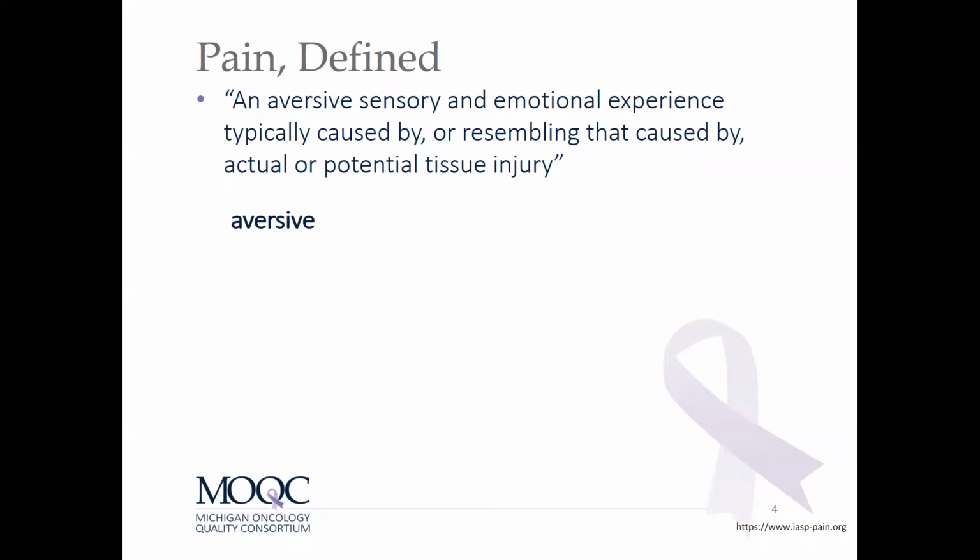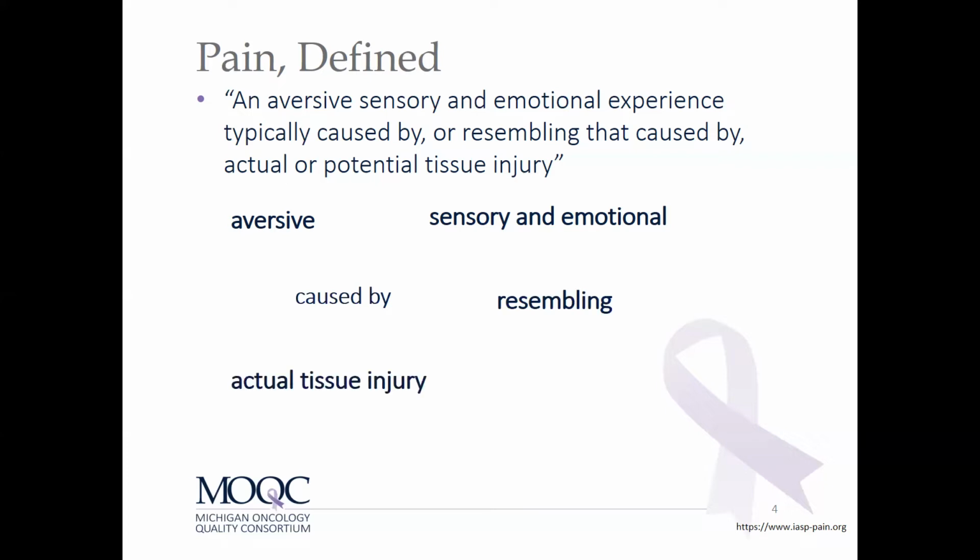So some of the words that should jump out to you when you're thinking about this is aversive. This is not a pleasant experience. Sensory and emotional. So patients are feeling this both within their physiology, but also within their person. It is caused by or resembling that caused by actual tissue injury or potential tissue injury. And that's a really interesting thing that they've put into this new definition. And it makes a lot of sense as we've learned more and more about pain.